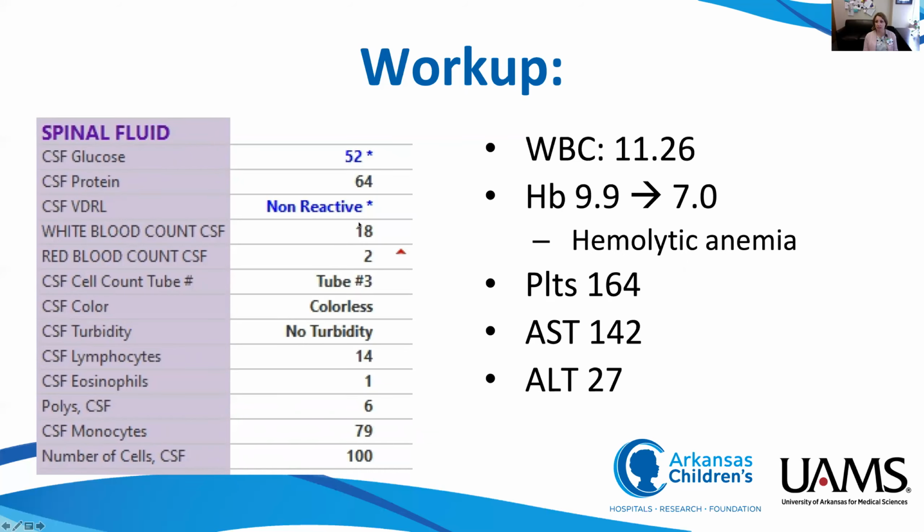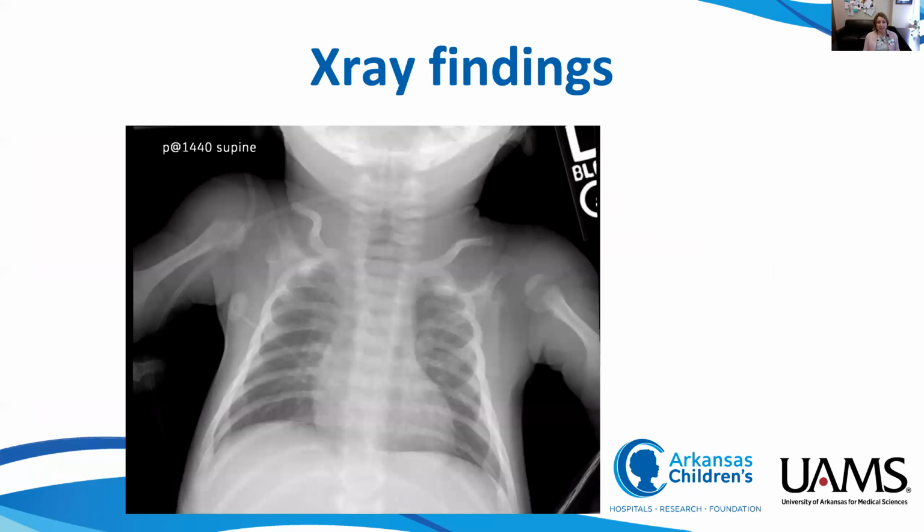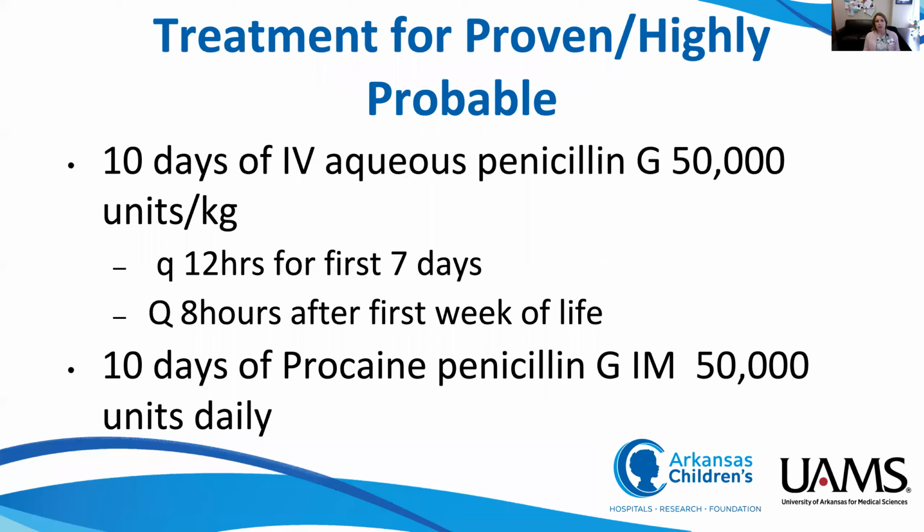And his x-rays, if you look at his x-rays, the heads of his humerus are just kind of all moth-eaten up. That is part of the bony changes that you see with syphilis. So this child met criteria for proven or highly probable congenital syphilis. And so he got 10 days of IV penicillin G.